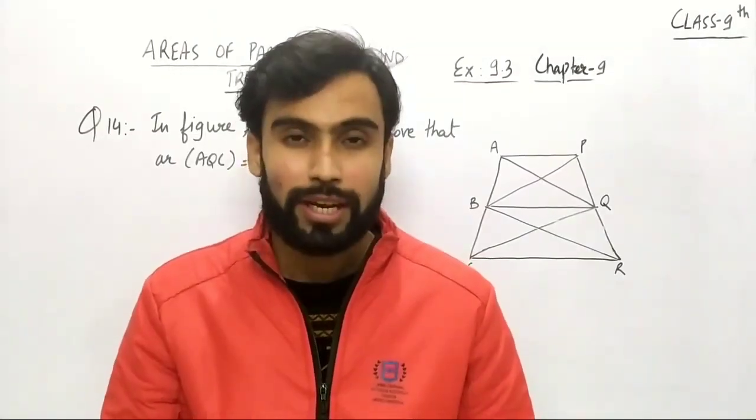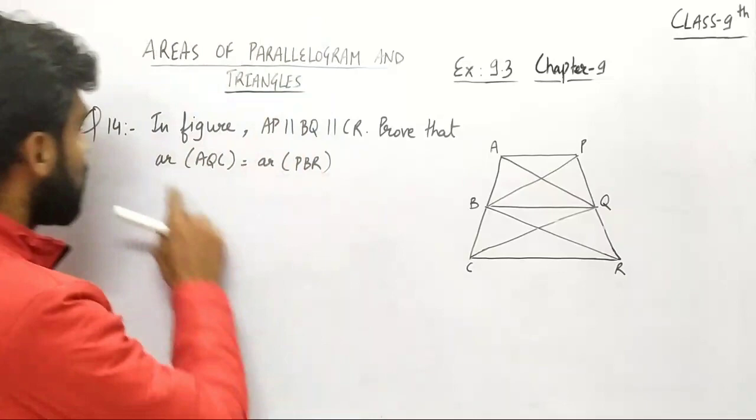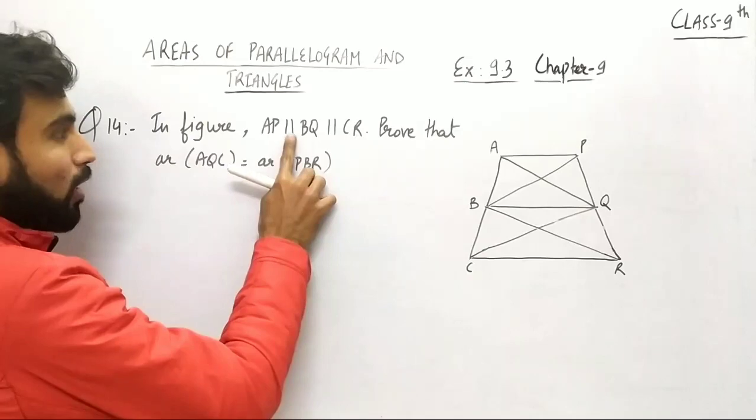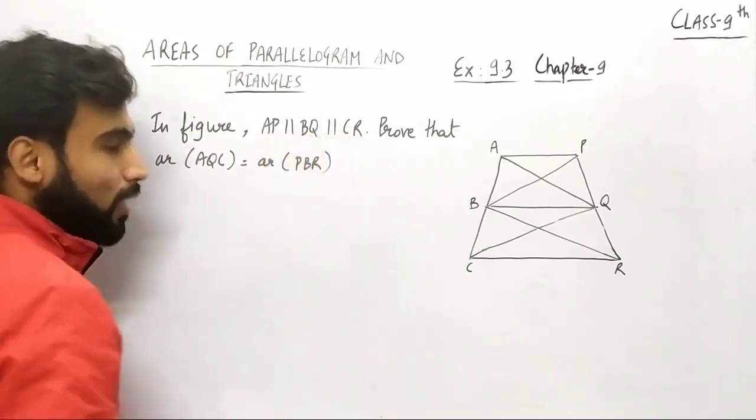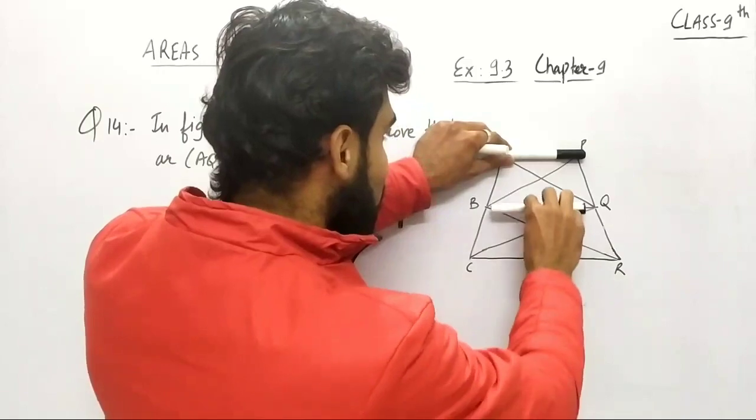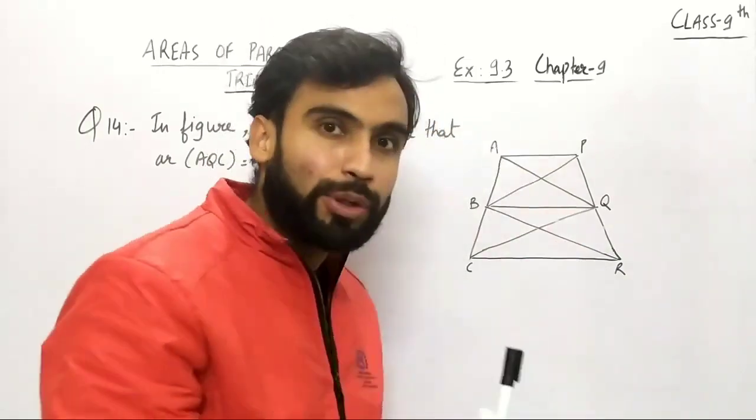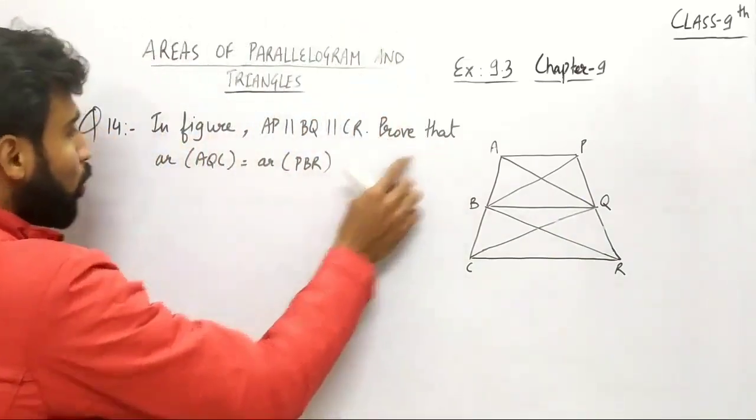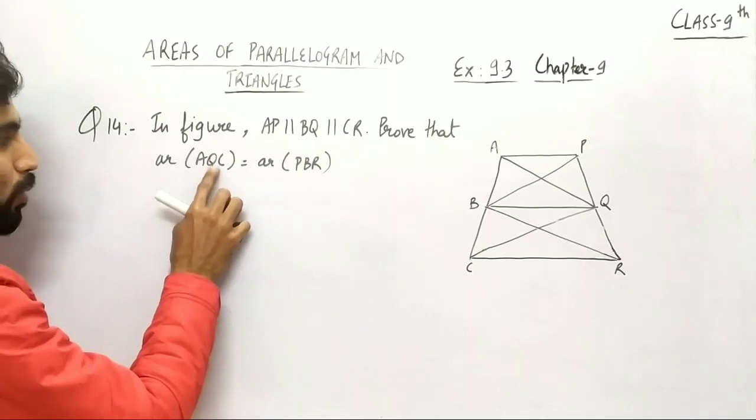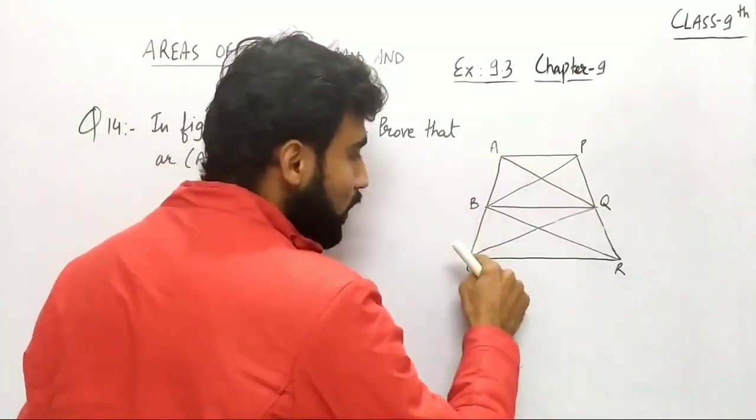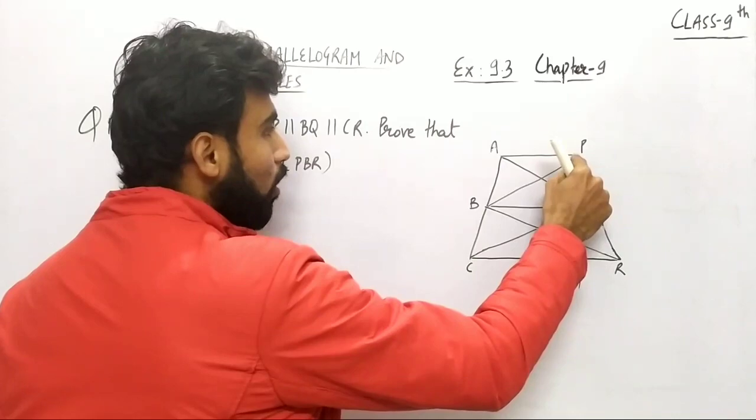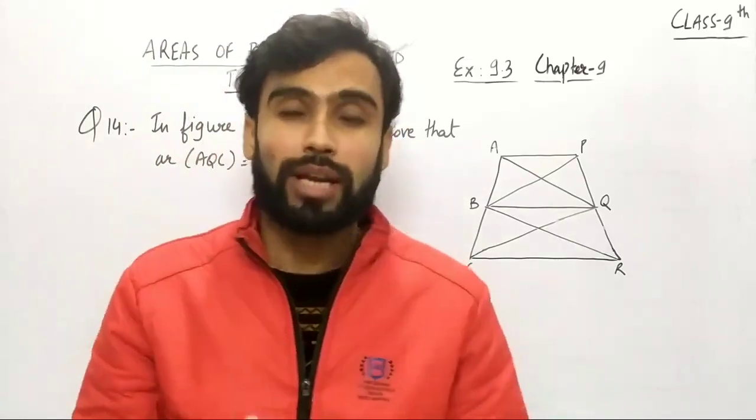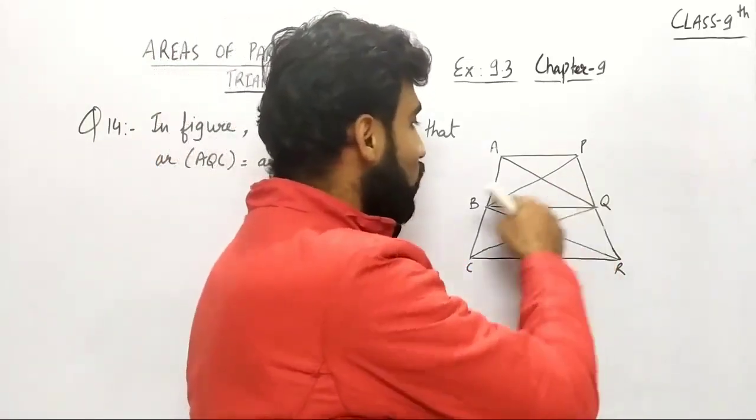So students, अब बढ़ते हैं next question की तरफ. Now you can see question number 14 here is that in this given figure AP is parallel to BQ, parallel to CR. यानी कि यहाँ पे ये जो तीनों line segments हैं AP, BQ and CR are parallel to each other, right? Now we have to prove that the area of triangle AQC, you can see here AQC is equal to the area of triangle PBR. This is what we have to prove in this question, right? So हम कैसे ये prove करेंगे that AQC is equal to PBR?